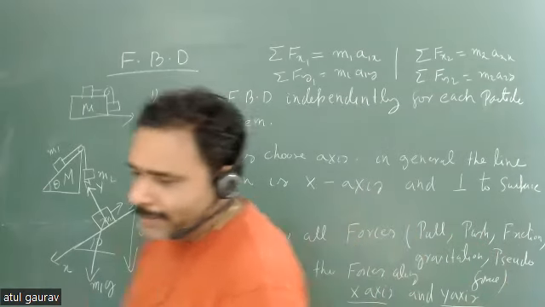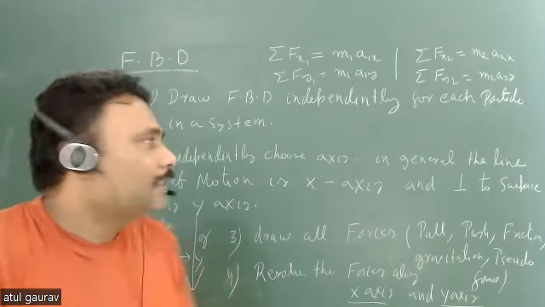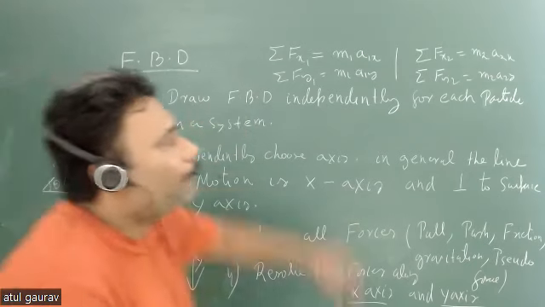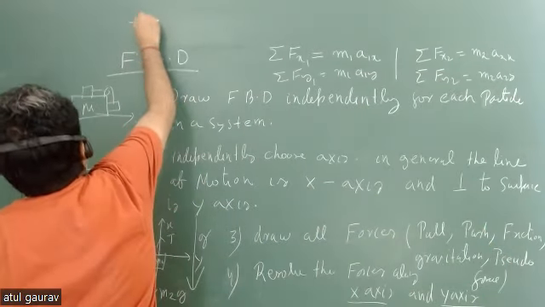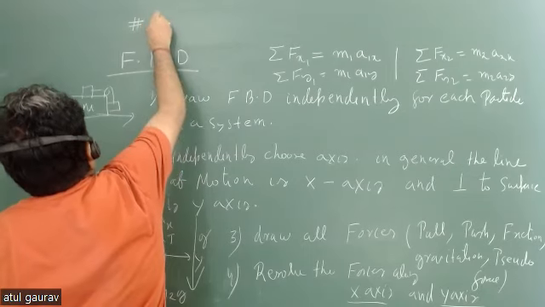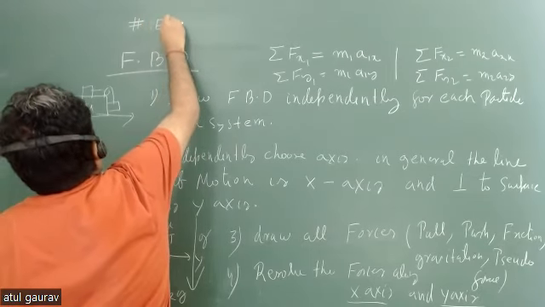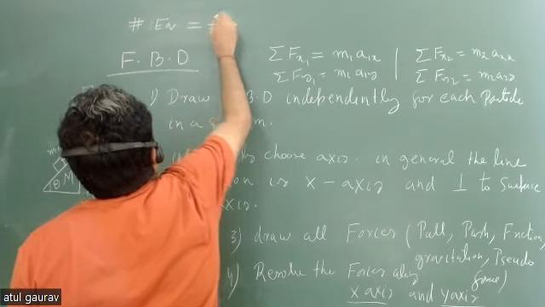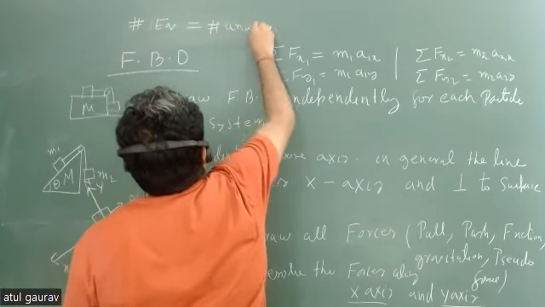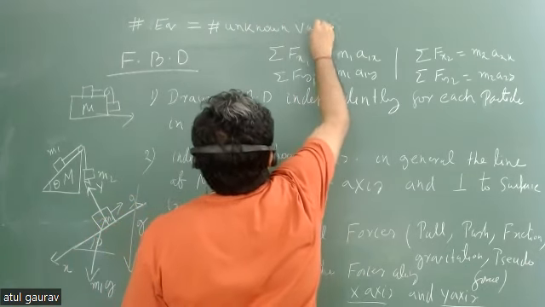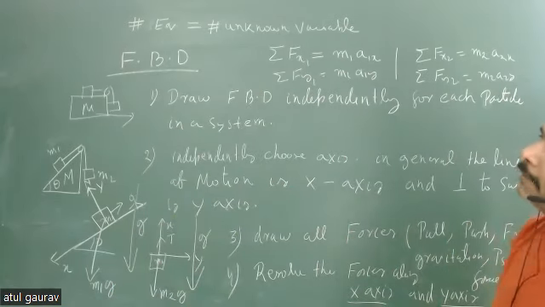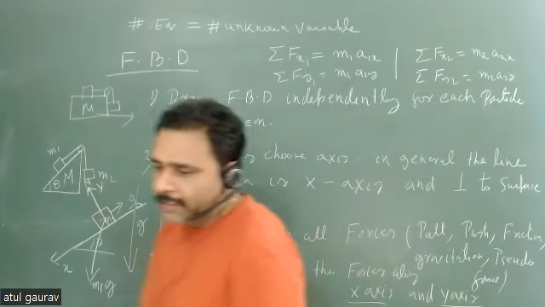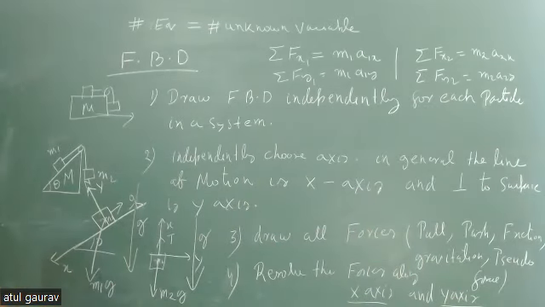Now the next question is very interesting, which a student just asked. Here you have to check that the number of equations must be equal to the number of unknown variables. Only then can you solve things completely and uniquely. Are you getting my point? Number of equations must be equal to number of unknown variables. Then only you can solve the problem uniquely.